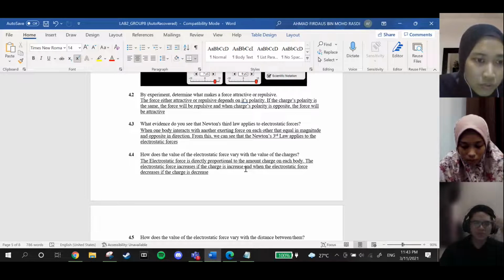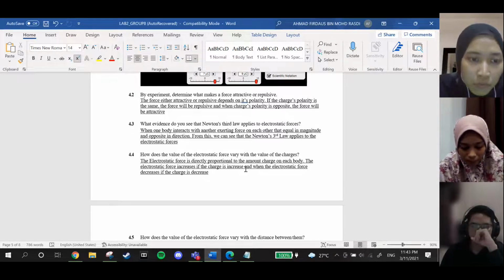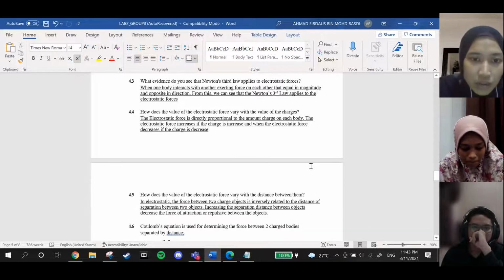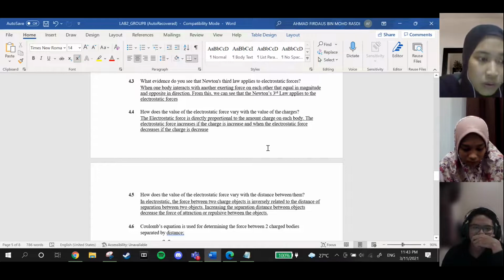Okay, so for 4.4, how does the value of the electrostatic force vary with the value of the charge? Okay, this one. The electrostatic force between two charged particles is directly proportional to the value of the charged particles.